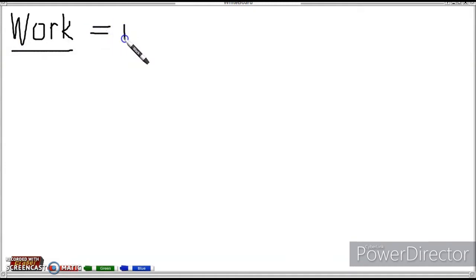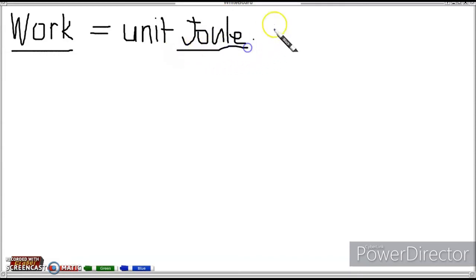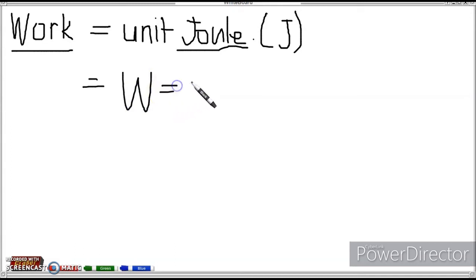So the unit for work is joule. Joule, or big letter J stands for joule. The formula in getting work is W, this is a big letter, is equal to force or F times D.